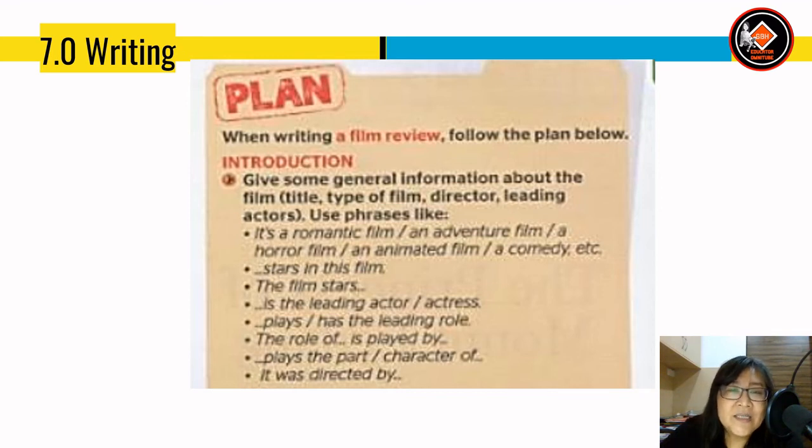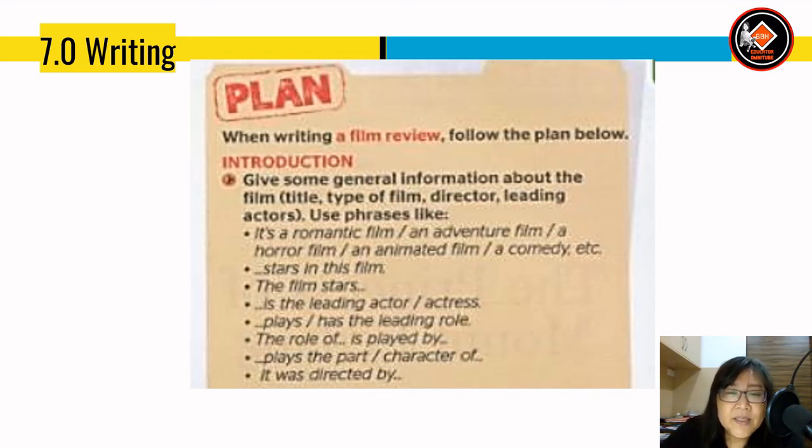First, you have the introduction. Give some general information about the film, like title, type of film, director, leading actors. Use phrases like, it's a romantic film, it's an adventure film, it's a horror film, it's an animated film, it's a comedy, and others. For example, you can give the name. For example, Jet Li stars in this film. The film stars Stephen Seagal. Or you can say Harrison Ford is the leading actor. Or you can give an actress.